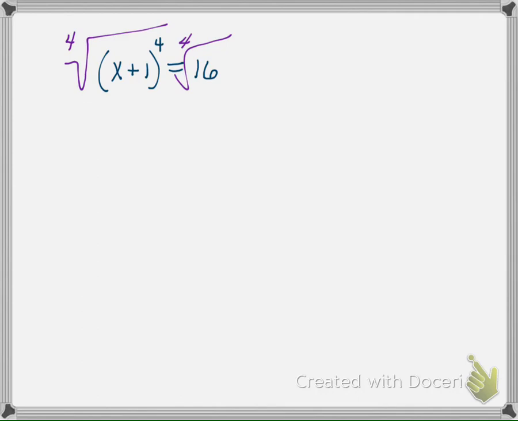So left side has become what? Just x plus 1. What do you get on the right side? Plus or minus 2, right? Even index. So we're going to have plus or minus what? 2. All right, plus or minus 2. Am I done? No, you subtract 1. So I have plus or minus 2 minus 1. Am I done? No, the problem is -3.